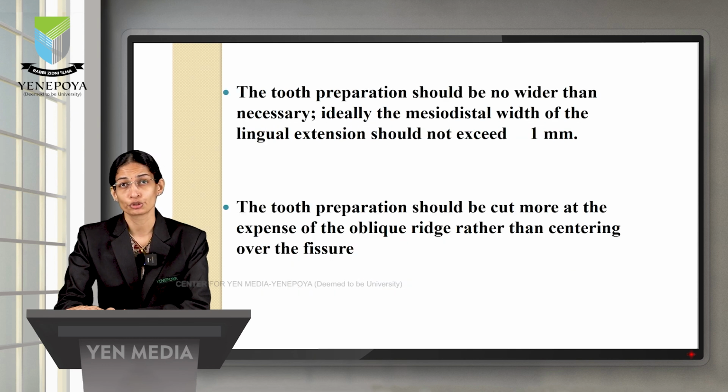The tooth preparation should not be wider than necessary. Ideally, the mesiodistal width of the lingual extension should not exceed 1 mm. The tooth preparation should be cut more at the expense of the oblique ridge rather than centering over the fissure.